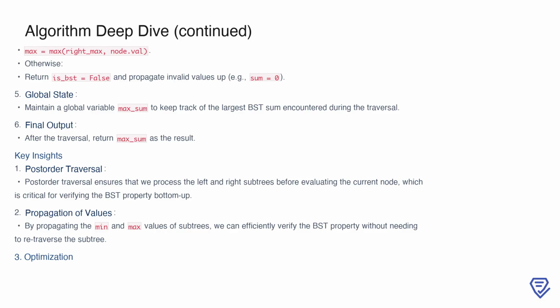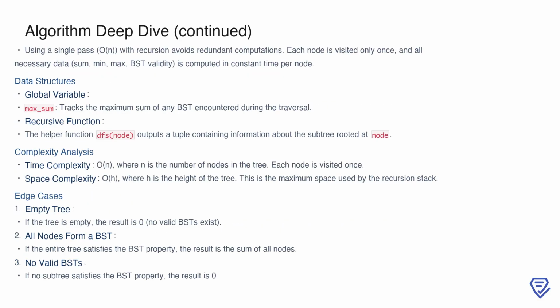On the other hand, if the subtree is not a valid BST, we propagate invalid values up the recursion chain. Specifically, we return that the subtree is not a BST, assign its sum as 0, and do not use meaningful minimum or maximum values for further comparison. To track the maximum sum across all valid BSTs during the traversal, we maintain a global variable called max_sum. Once the traversal is complete, this variable will contain the result, the maximum sum of any valid BST in the binary tree. The post-order traversal is critical for this approach because it ensures we process the left and right subtrees before evaluating the current node.